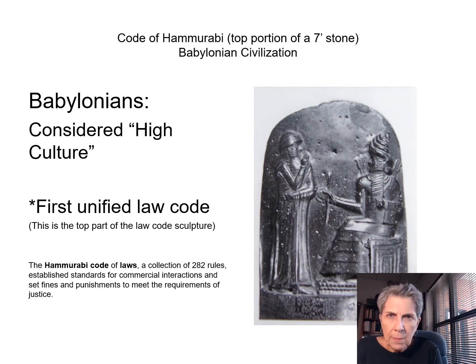This is the Code of Hammurabi, and it is only the top part, because this is actually 7 feet tall. It is a piece of stone. It's called a stele, and it has 282 law codes. It's the first unified law code. And that's the Babylonians.